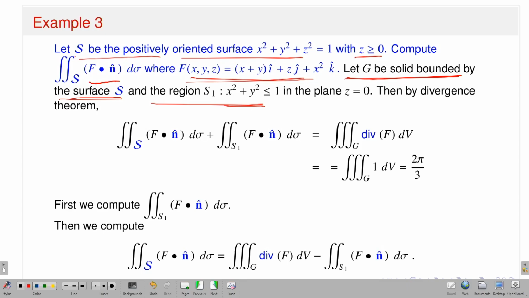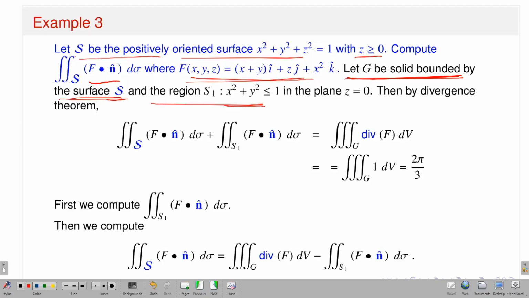Okay. Because if I want to apply the Gauss divergence theorem, I have to start with a solid region and then find a surface which encloses my solid region. Therefore, the surface in example 3 is given only in the upper half, only the upper hemisphere of the sphere. But to apply the divergence theorem, I need a solid region G bounded by a closed surface. What is that closed surface? G is the solid region bounded by the surface S, which is the upper hemisphere, that means z is positive, along with the circular region x square plus y square lesser equal to 1 in the plane z equal to 0. Then I can apply my divergence theorem.